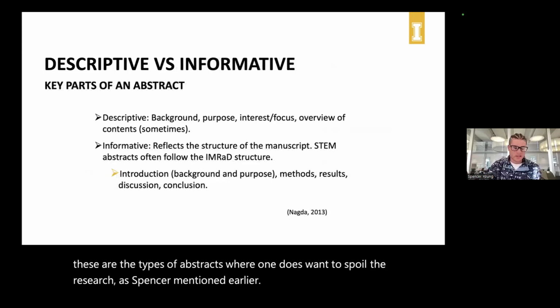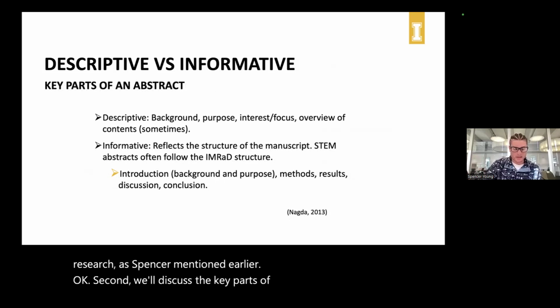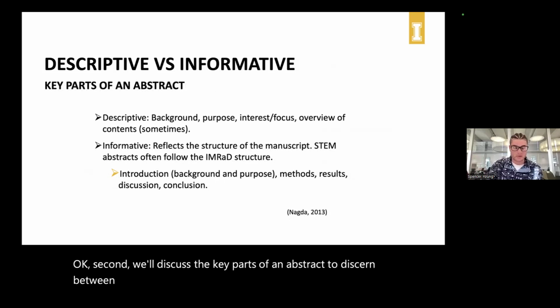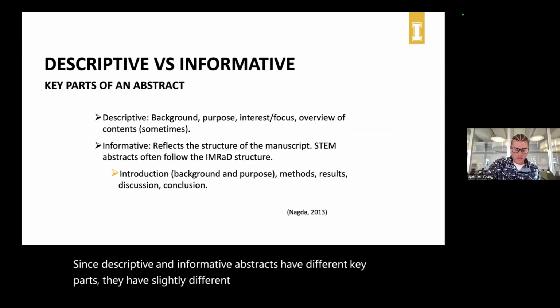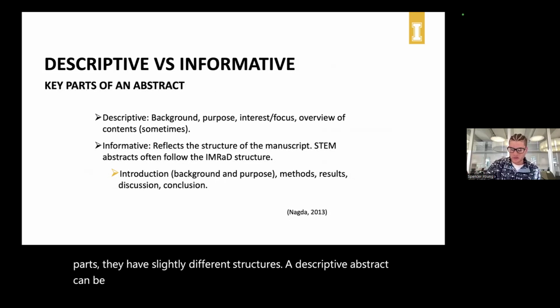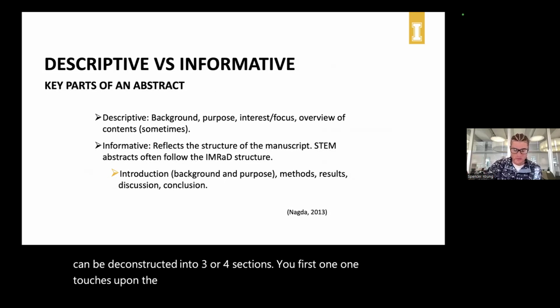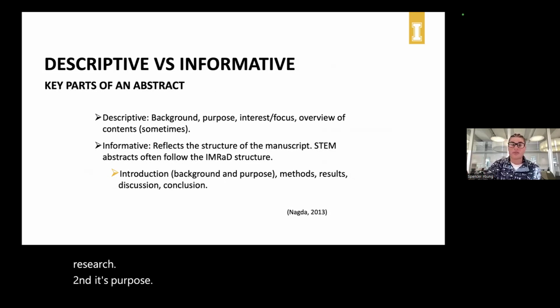Okay, second, we'll discuss the key parts of an abstract to discern between informative and descriptive abstracts. Since descriptive and informative abstracts have different key parts, they have slightly different structures. A descriptive abstract can be deconstructed into 3 or 4 sections. First, one touches upon the necessary background information on the research. Second, its purpose. Third, the focus, and in some cases, fourth, an overview of its contents.